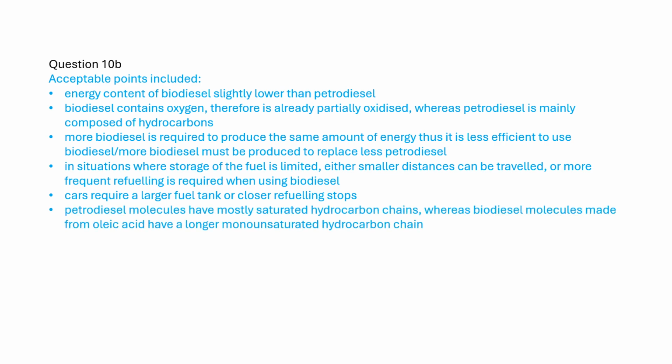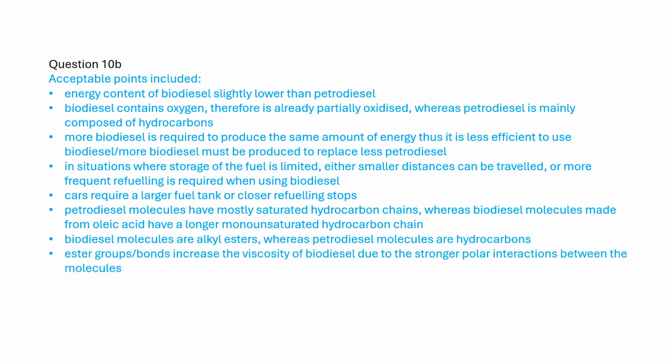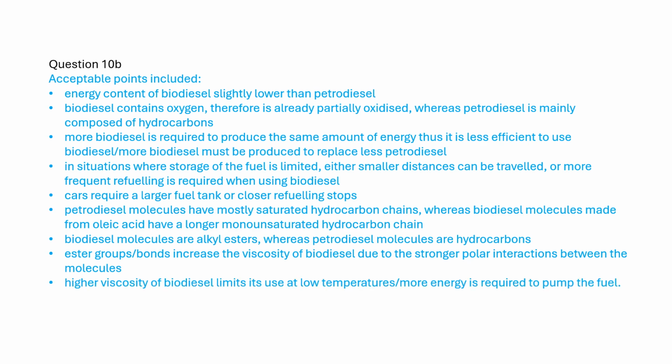Petrodiesel molecules have mostly saturated hydrocarbon chains, whereas biodiesel molecules made from oleic acid have a longer monounsaturated hydrocarbon chain. Biodiesel molecules are alkyl esters, whereas petrodiesel molecules are hydrocarbons. Ester groups / bonds increase the viscosity of biodiesel due to the stronger polar interactions between the molecules. Higher viscosity of biodiesel limits its use at low temperatures / more energy is required to pump the fuel.